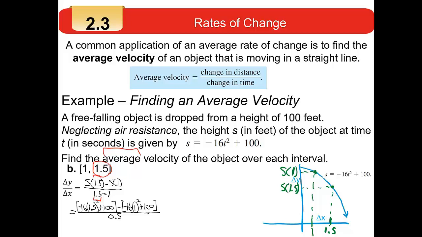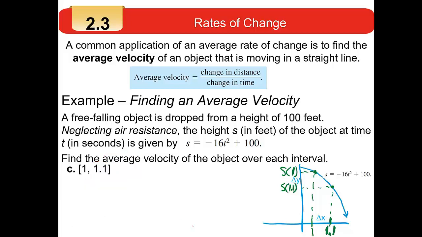I'm not going to belabor the arithmetic this time, but I will note that the 100s cancel out again. If you notice that, the arithmetic is easier. You end up with -36 plus 16 over 0.5. And if you do that, you'll end up with -40, and again, the units are feet per second if you want to add that in there just for completeness.